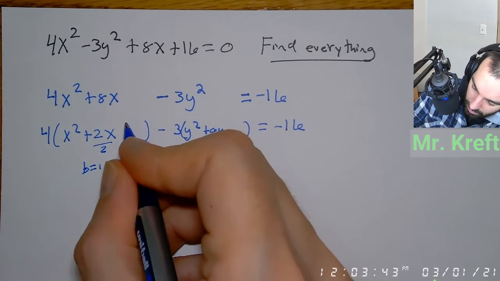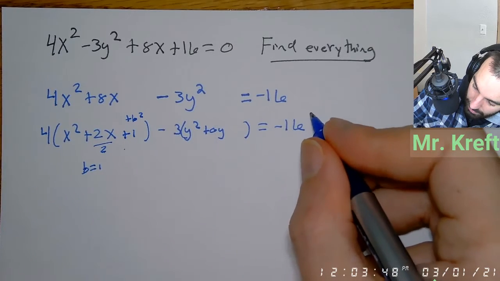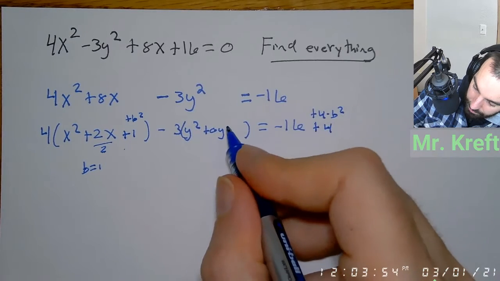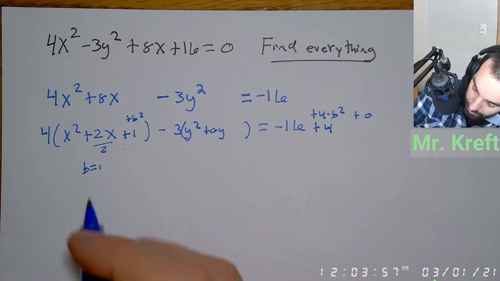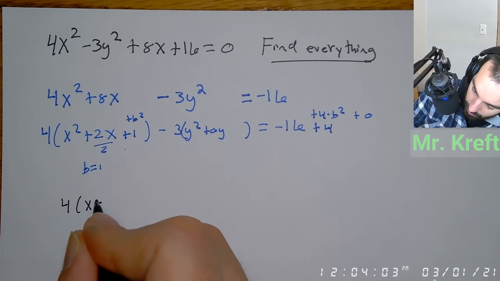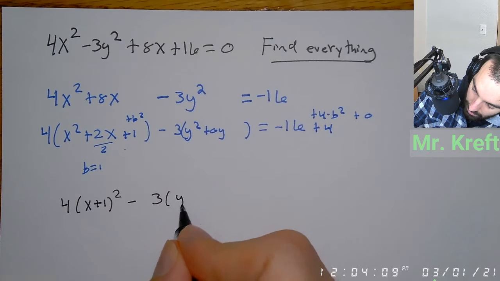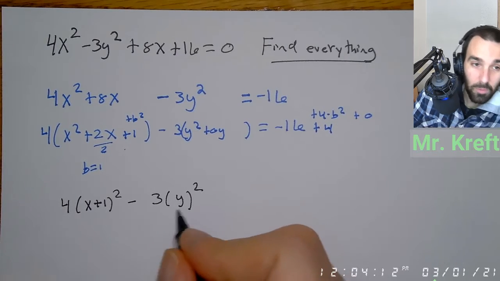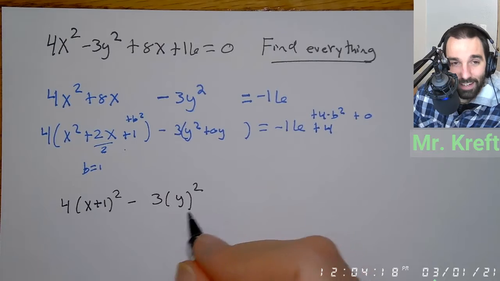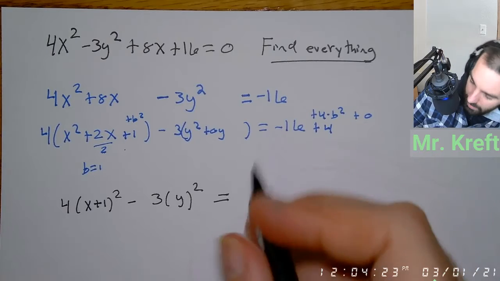Here, though, I'm going to go to this, so I get b equals 1. I'm going to add b squared here, which is going to be plus 1. But this is really 4 times 1, so I'm going to add 4 times b squared. So that's 4. And then here, I just add 0. So what do we get? We get 4 times x plus 1 quantity squared minus 3 times y squared. Now remember, I can go y minus 0, but we're lazy, so we don't do that, right? So I could put y minus 0. If that helps you out, do it. Okay? And then here, negative 16 plus 4, that's negative 12.